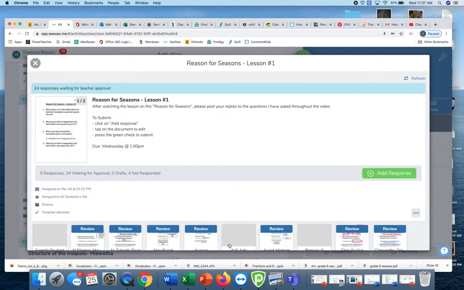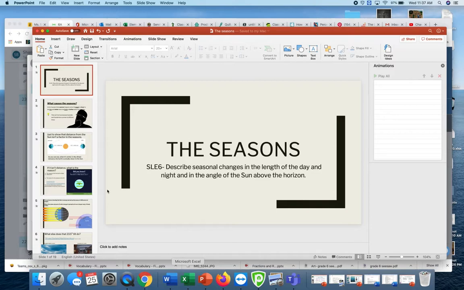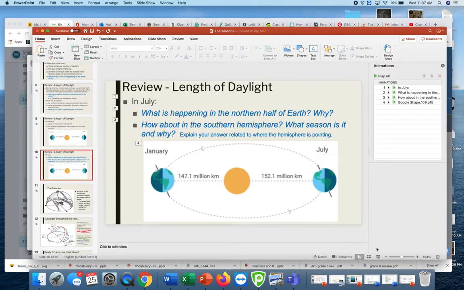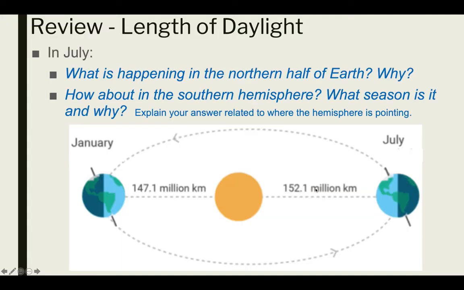Okay, now getting into today's lesson. We finished with this yesterday, and this was the second part of what your assignment was, to figure out what is happening in the northern half of the hemisphere in July, why this is happening, and then what's happening in the southern hemisphere in July. Your answer should relate to where the hemisphere is pointing.